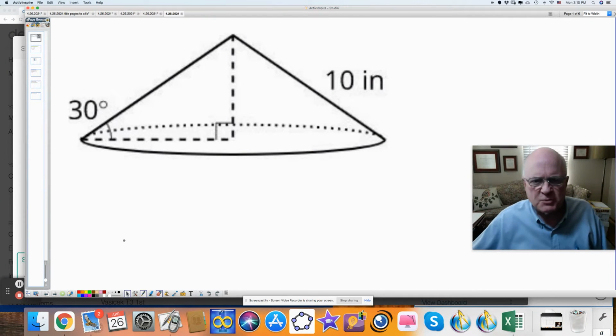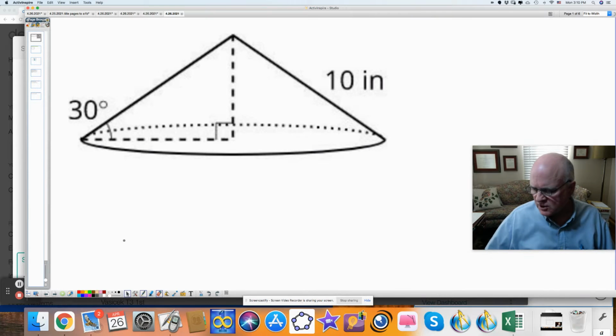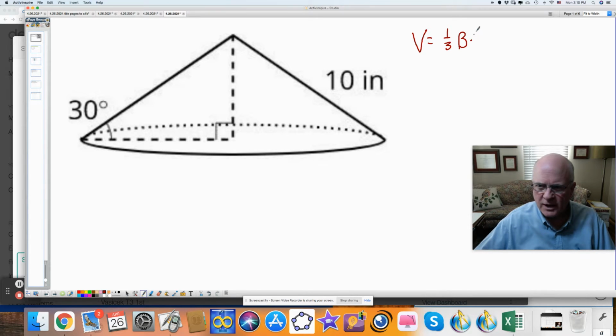So in this particular lesson, I'm going to give you something that you need to solve, and you don't have all the information that you need. Here, the volume is equal to 1/3 the area of the base times the height. Our base is a circle, so that's pi r squared times the height. We need to know the radius and the height. We don't know either, so we're looking for both of these.